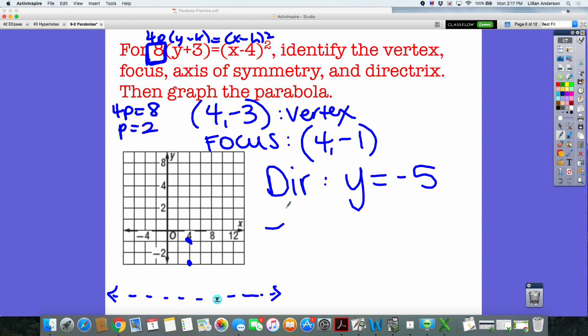And the axis of symmetry is what? X equals 4. Okay? So my parabola is going to open up from the vertex.